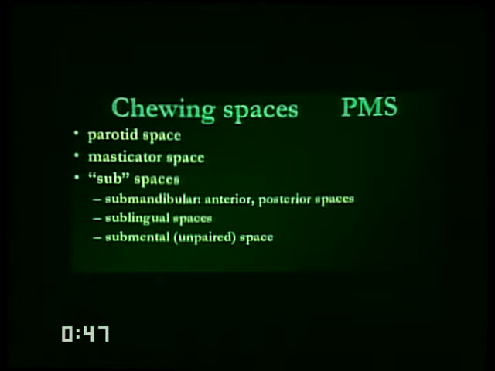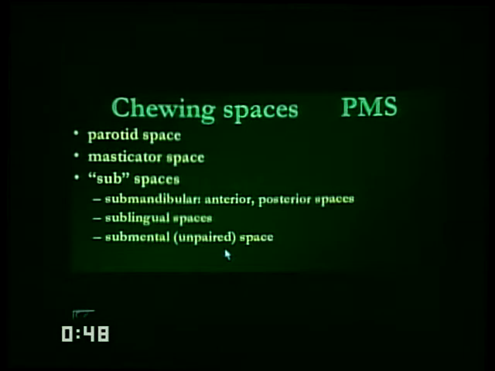If you're under the mandible, you're in a submandibular space. If you're under the tongue, you're in a sublingual space. And if you're under the chin, you're in a submental space. The only space that is unpaired is the submental space. The remainder of the spaces are quite symmetric and paired.